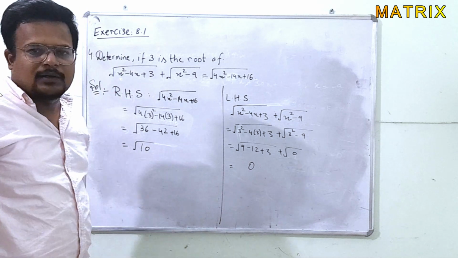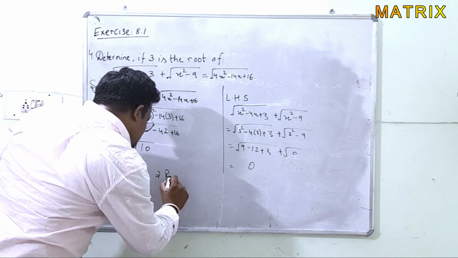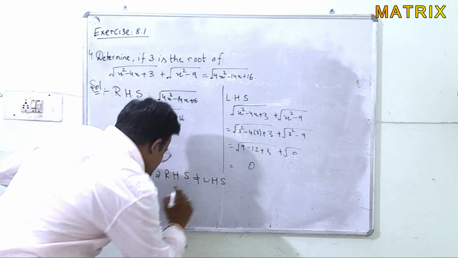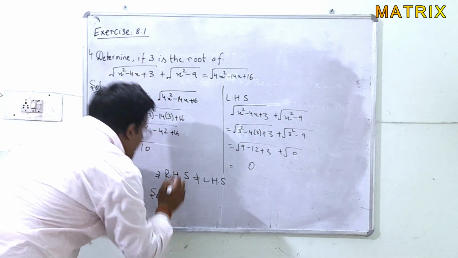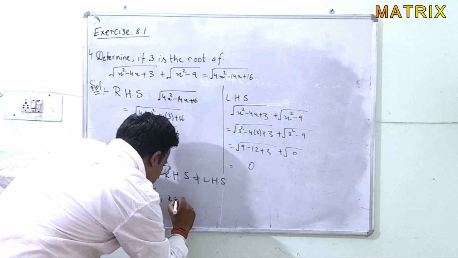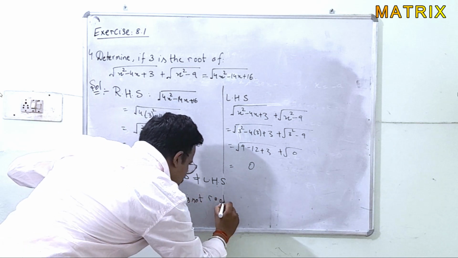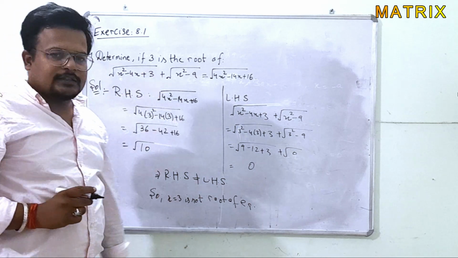Are they equal? No, they are not equal. So we can say RHS is not equal to LHS. Hence we can say this x is equal to 3 is not the root of the equation. Clear? So any doubt in this?